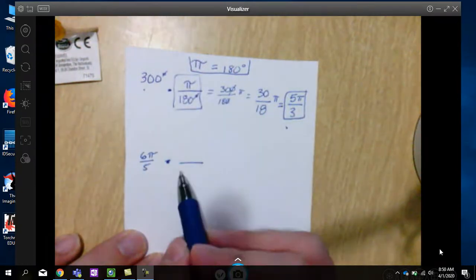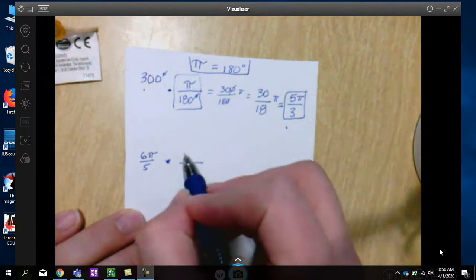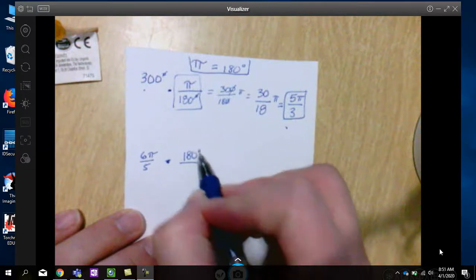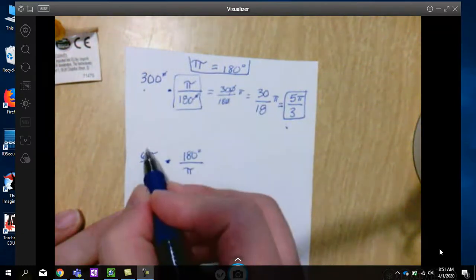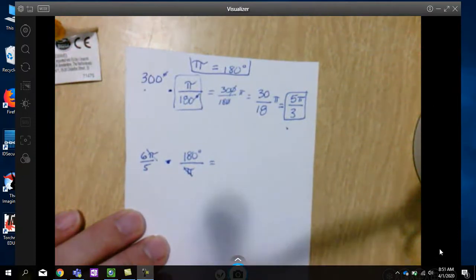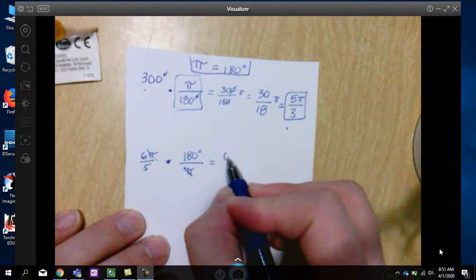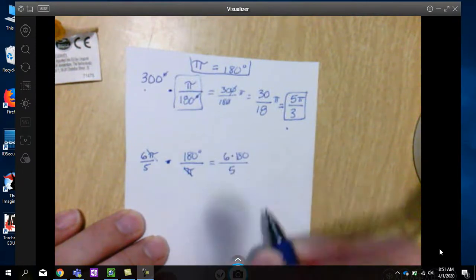Now, to do that in the opposite way, instead of canceling the degree symbol, we want to cancel the pi. And so we're going to put 180 degrees over pi. It's going to allow me to cancel pi for pi. And then when it comes to multiplying this, we literally just take 6 times 180 and divide by 5.